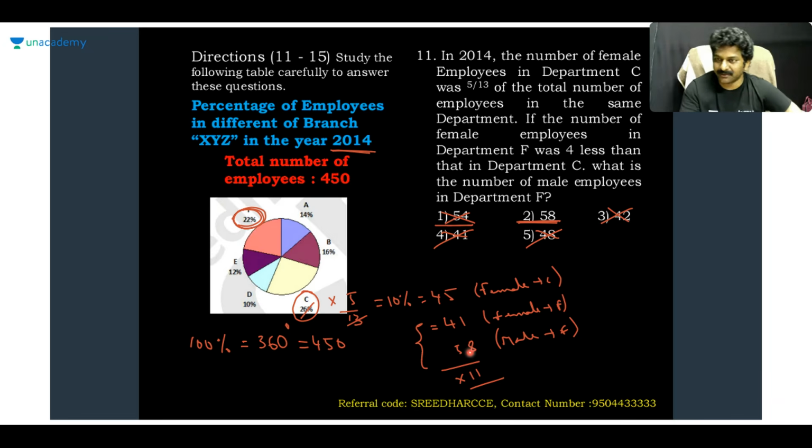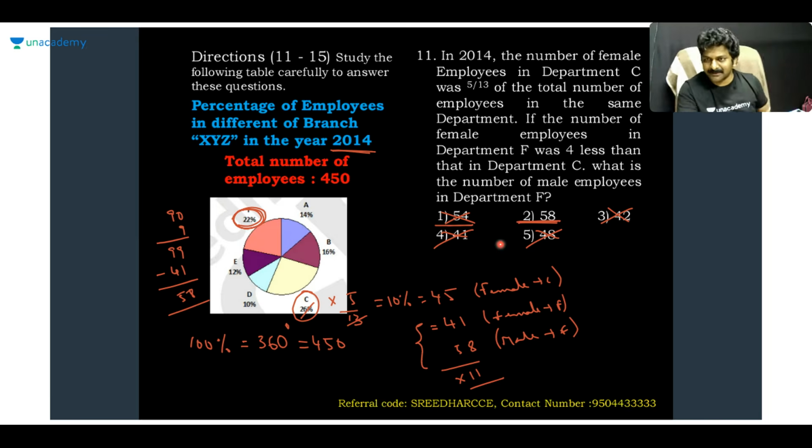That's it, straightforward. Otherwise, you just need to calculate what is 22% value. 20% of this number is 10% and then double. 10% is 45, double is 90. Then 2% is 9. Total we have 99. From this we have to subtract female. Female are 41, which gives 58. Anyway, you'll get the same answer directly. But 22% value should be a multiple of 11. By adding female and male from F, it has to be a multiple of 11. You go for that. It is very easy.